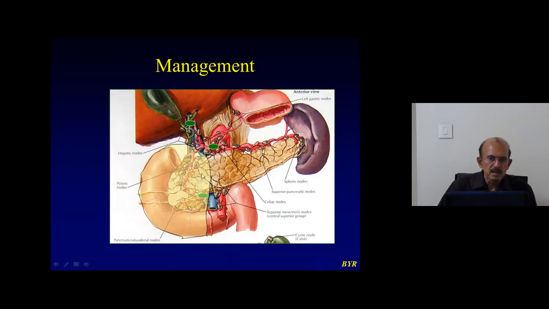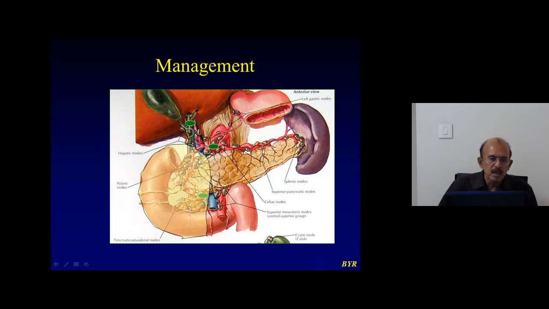So the structures that are removed are the head of the pancreas, the neck of the pancreas, the C loop of the duodenum, the lower end of the common bile duct, along with the cystic duct and gallbladder. And this should include the lymph nodes in the porta hepatis, the lymph nodes around the gastroduodenal artery, and the lymph nodes around the origin of the inferior pancreaticoduodenal artery. All these tissues are removed as one block. So this is the radical resection for carcinoma of the pancreas. Pylorus.